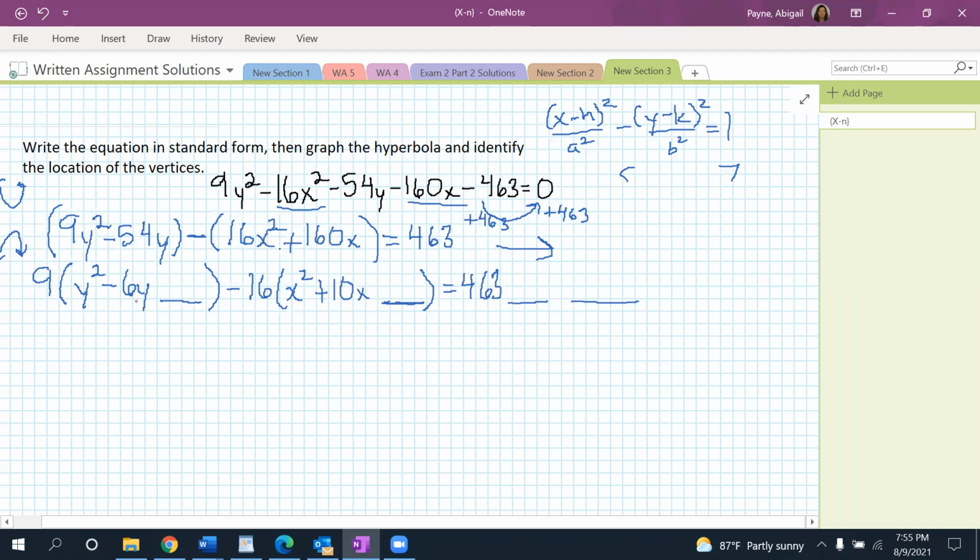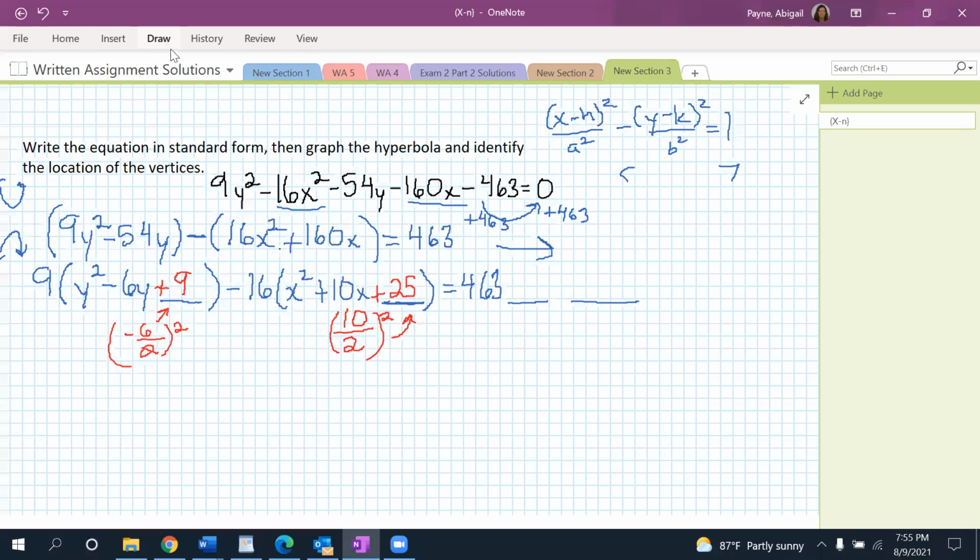Completing the square in the y terms: the way you figure out how much to add is you take this coefficient, in this case -6, divide it by 2, and then square it. That's -3 squared, so I should add 9 to complete the square here. Same sort of thing here: take this coefficient, which is 10, divide it by 2, and then square it. That's the magic number that completes the square. In this case, that's 5 squared, so I'm going to add 25.